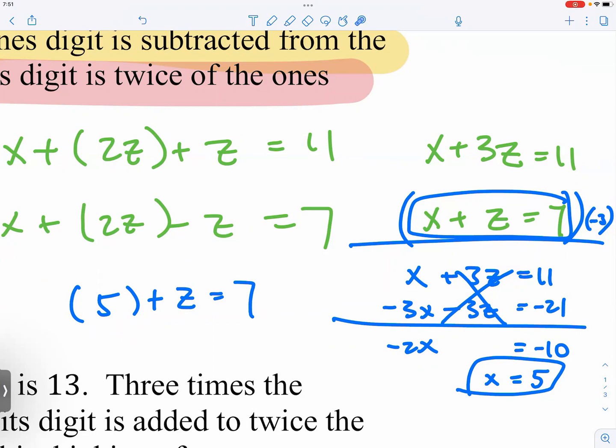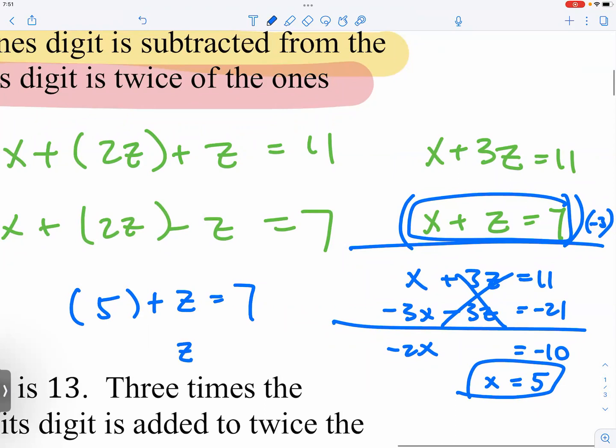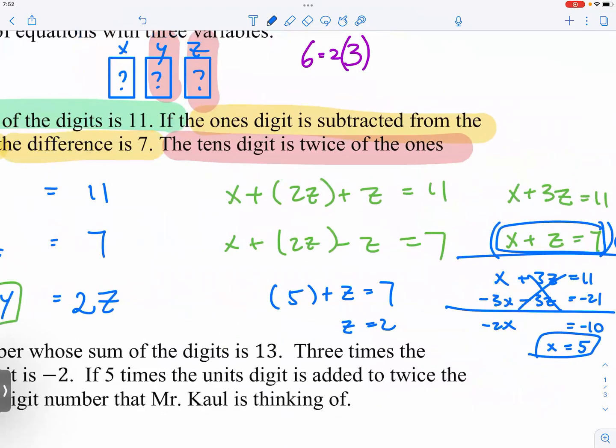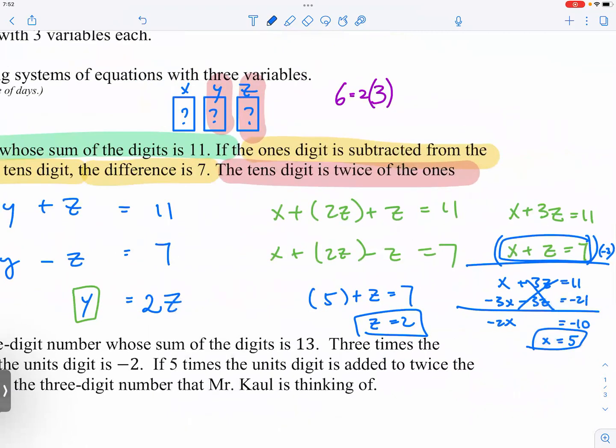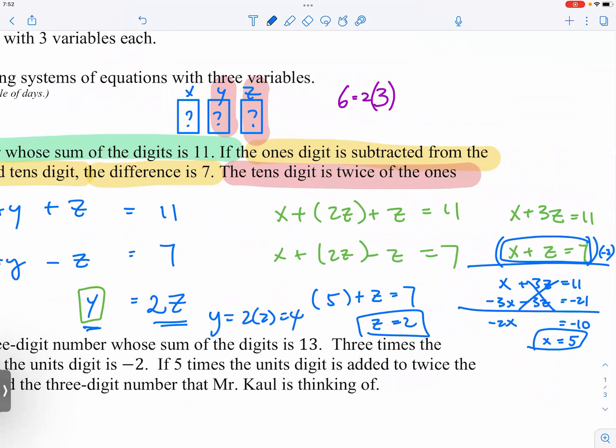So let's change the way to think about this. Instead of doing this procedurally, let's do this conceptually. 5 plus something is equal to 7. What must this something be? 2. Oh, so we know it's 500 and something 2. What is the tens digit? Well, we know z is now 2. And what's the tens digit? Twice of that. So y is equal to 2 times 2, which is 4. So what's the 3-digit number? 542.